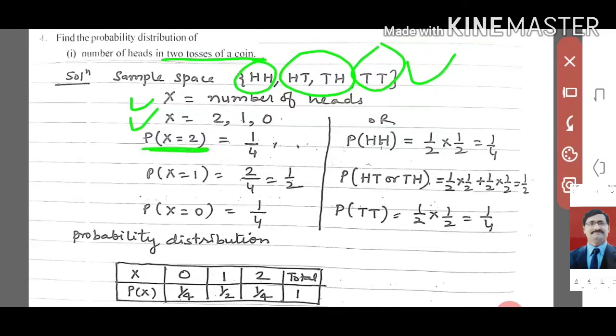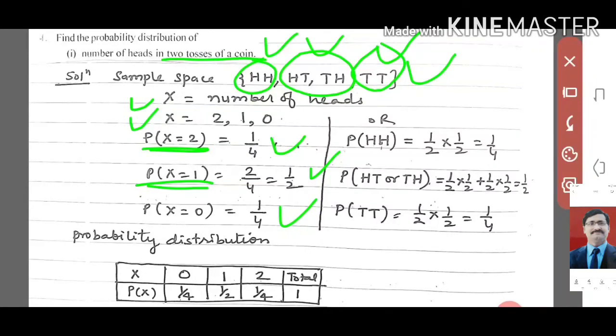So look here, we have to find the probability for each value of the random variable. The probability that X equals 2, which means 2 heads, is 1 by 4, because out of 4 cases we have only one case with 2 heads. Now the probability that capital X equals 1 means getting 1 head. We have 2 cases out of 4, so 2 upon 4, that probability is 1 by 2. Now the probability that capital X is 0 means no head. No head is only one case, that is 1 by 4. So all of you understand how to find this.